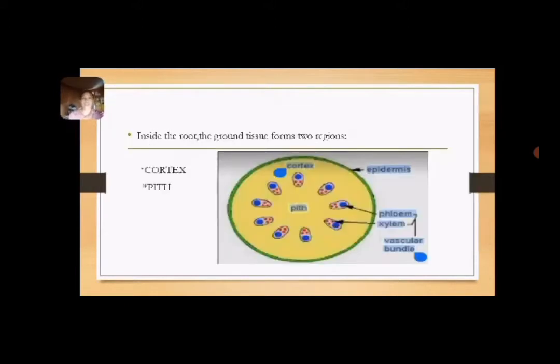So next is inside the root, the ground tissue forms two regions, which are cortex and pith. The cortex is the outer region. The pith is the inner region. The cortex is between the epidermis and the vascular bundle. The pith is located in the center of the stem or the root.